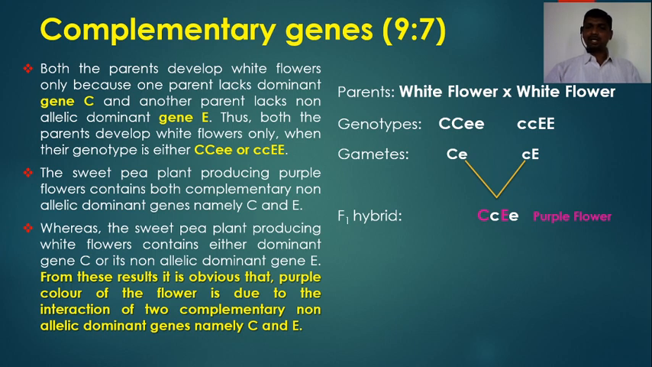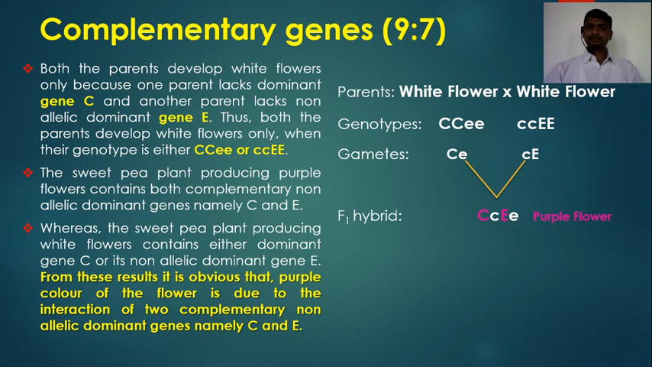When these dominant non-allelic genes are present in the individuals, these genes complement one another, meaning these genes help one another. How do they help? If the dominant C is present, then it is able to produce the chromosome. When the dominant E is present, then it can produce the enzyme. When both these genes are present, chromosome and enzyme are produced, and the result is purple flowered plants. Okay.